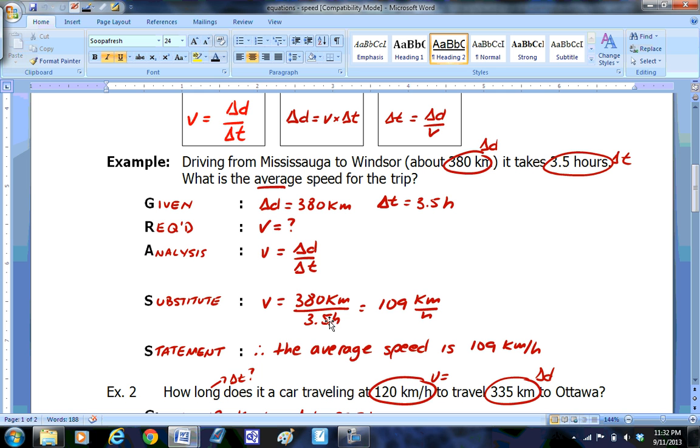And then 380 divided by 3.5 gives me around 109. And the units are kilometers per hour. That's the speed unit. And I just write this down as a statement. So therefore, the average speed is 109 kilometers an hour.